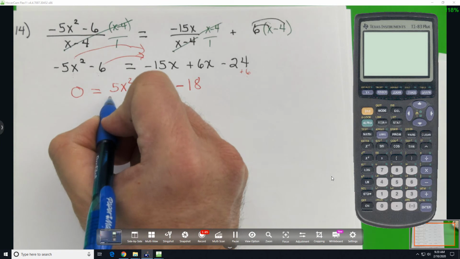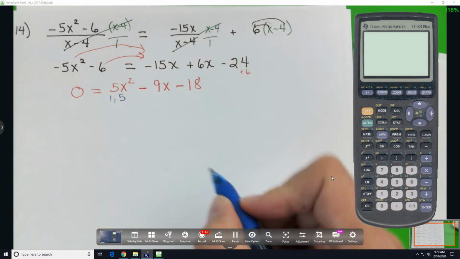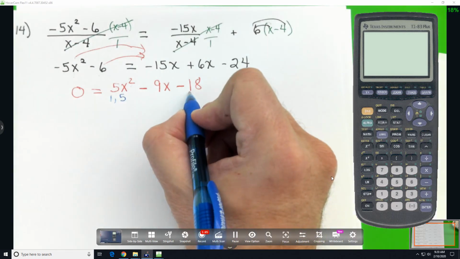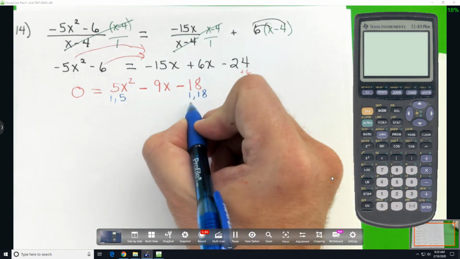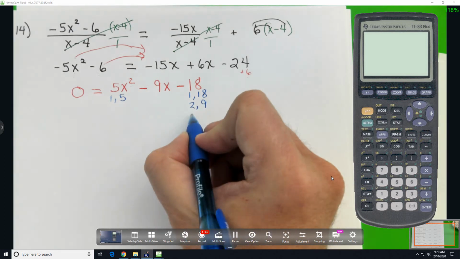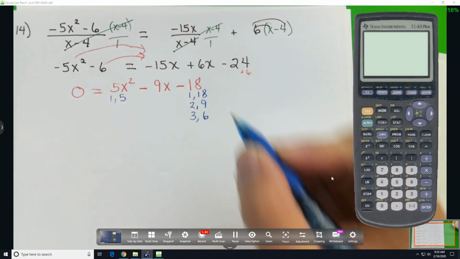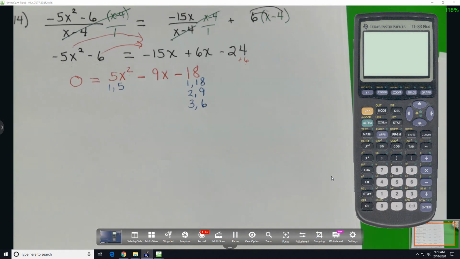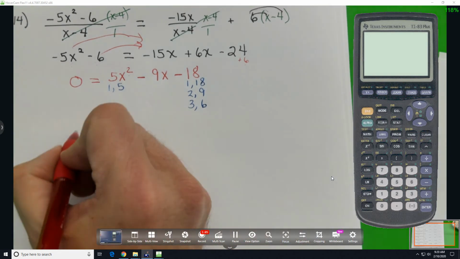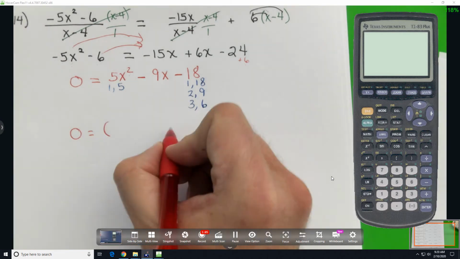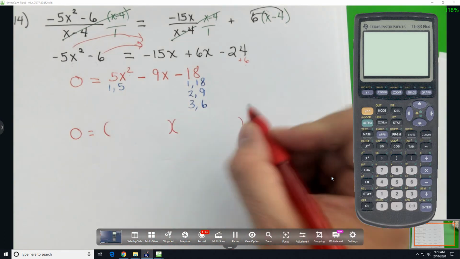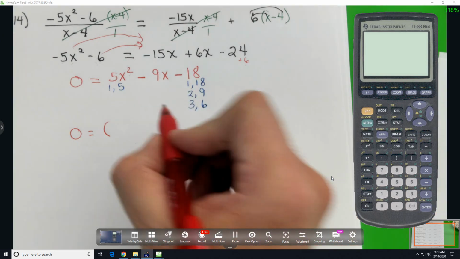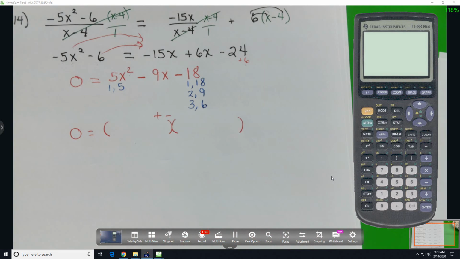Numbers that multiply together to give 5: 1 and 5. Numbers that multiply together to give 18: there's 1 times 18, 2 times 9, and 3 times 6. So, equals 0. What do I know about the signs? Well, the second sign is minus, so a plus and a minus.